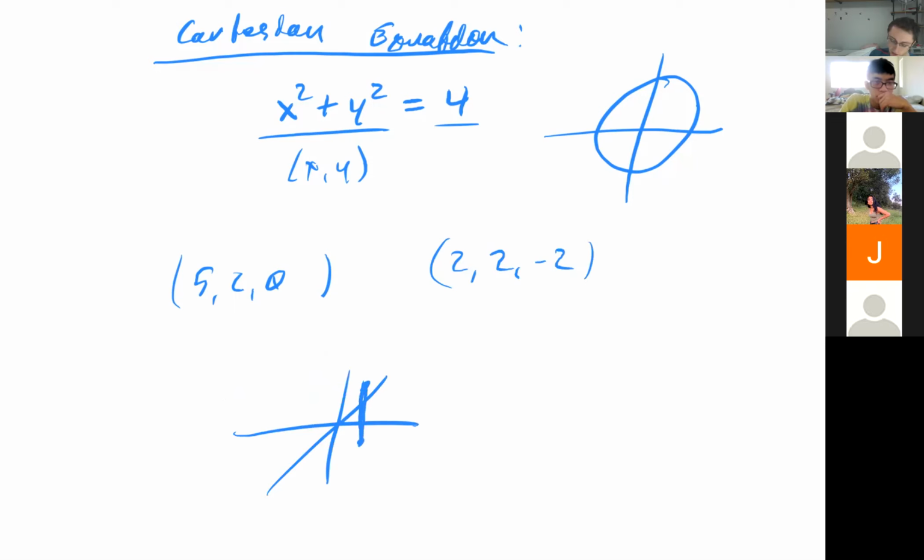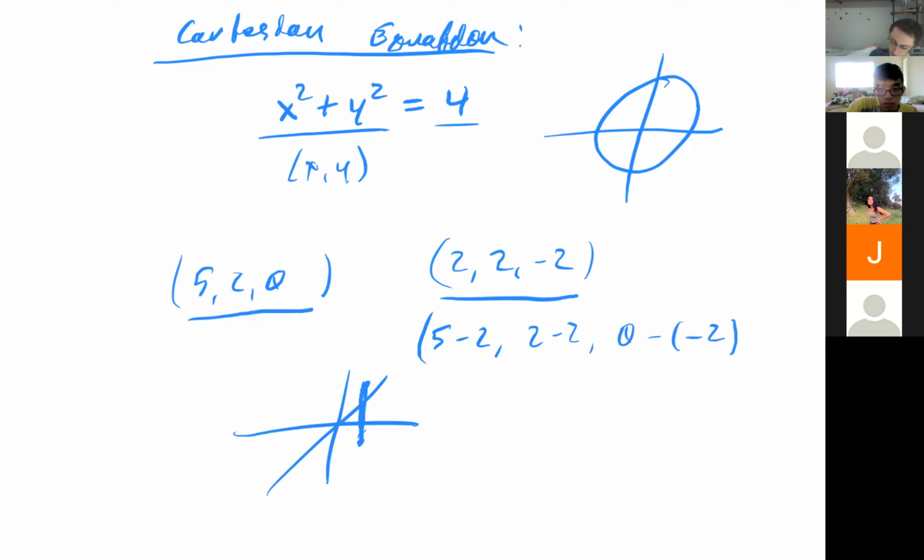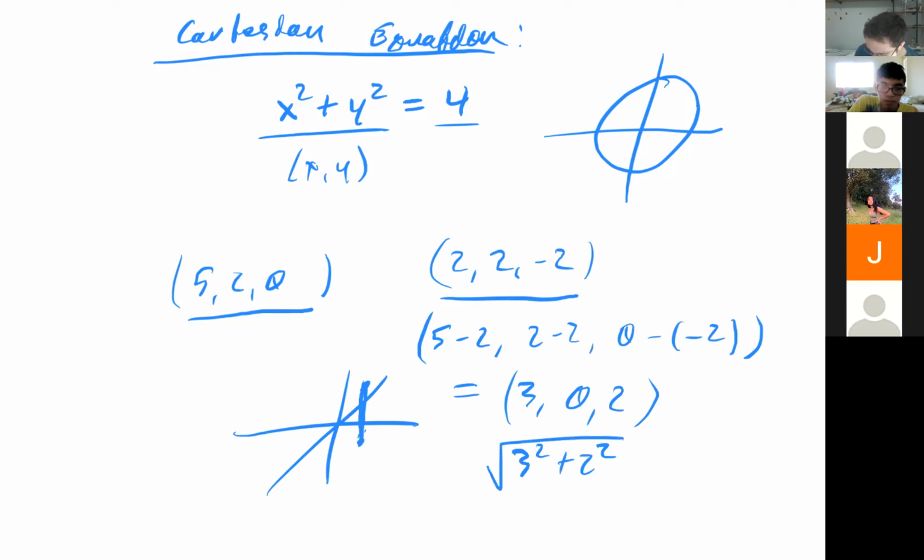Let's figure it out by finding the vector that goes between these two points. 5 minus 2, 2 minus 2, and 0 minus 2, right? Because we just subtract them. And that gives us (3, 0, 2). And now we have to find the magnitude of this vector, which is the square root of 3 squared plus 2 squared, and that's equal to root 13.